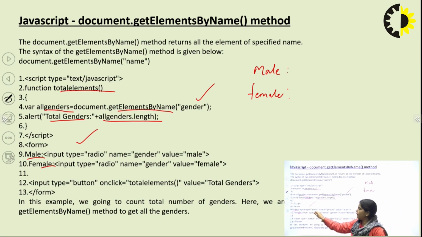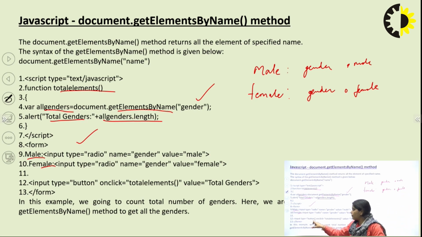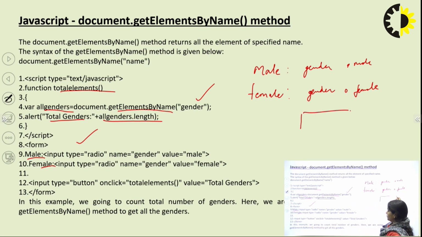Inside male we have a radio button, and for female also a radio button. The name is gender, and female also has the name gender, and the values are male and female. After that we also have a button, whose value is total genders.